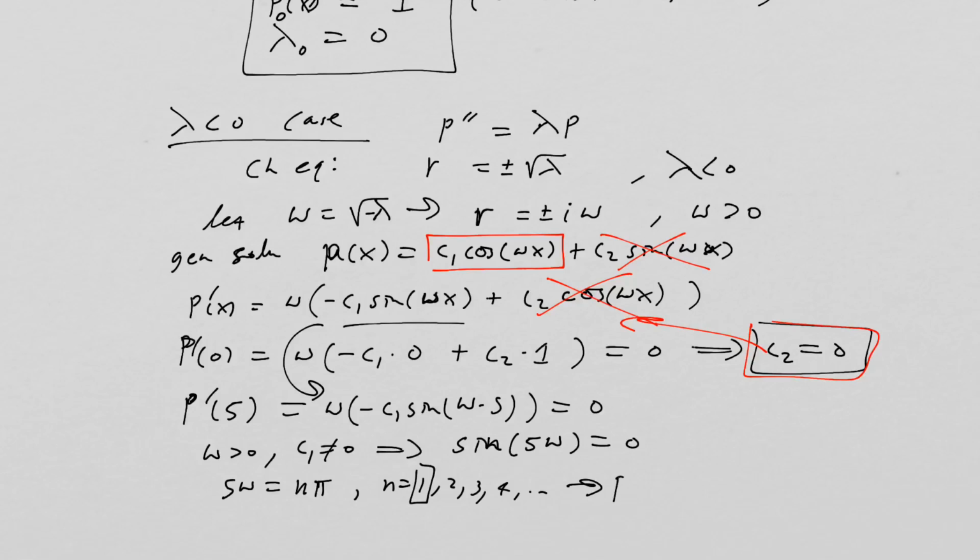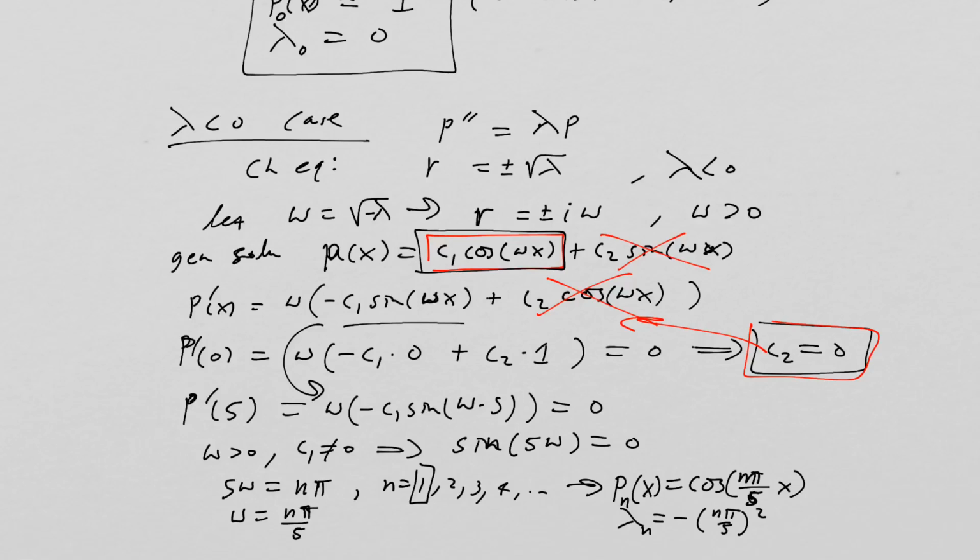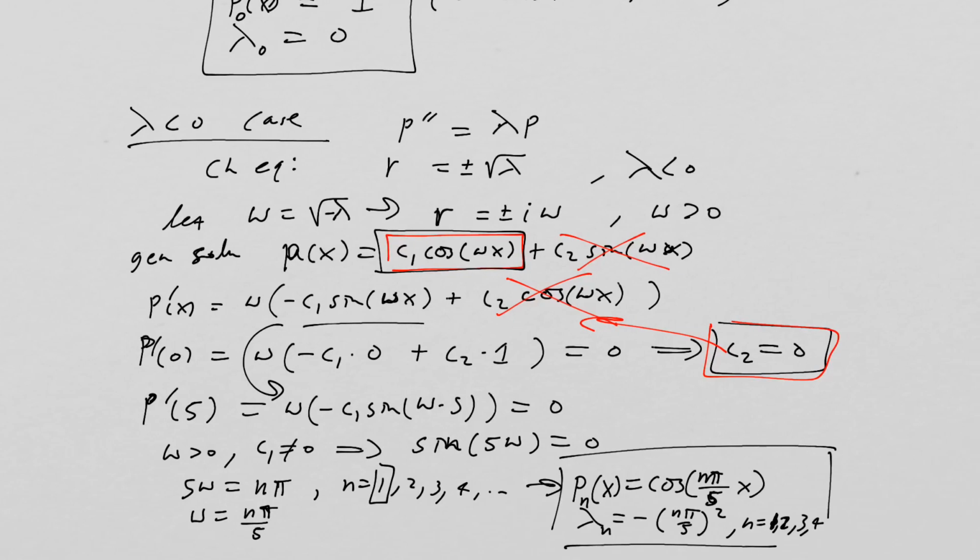So what we find, of course, is then that Pn of x is going to be equal to cosine of n pi. So remember, omega is equal to n pi over 5, times x. And lambda n is going to be equal to negative n pi over 5, quantity squared. And it starts at n equals 1, 2, 3, and 4. It starts at 1. So there's our eigenfunctions for our problem.